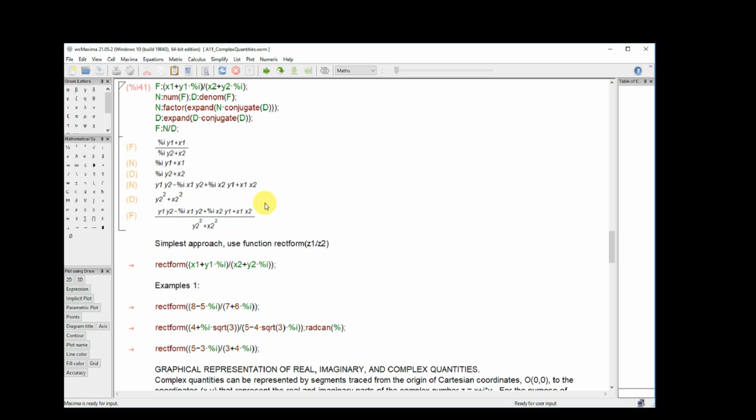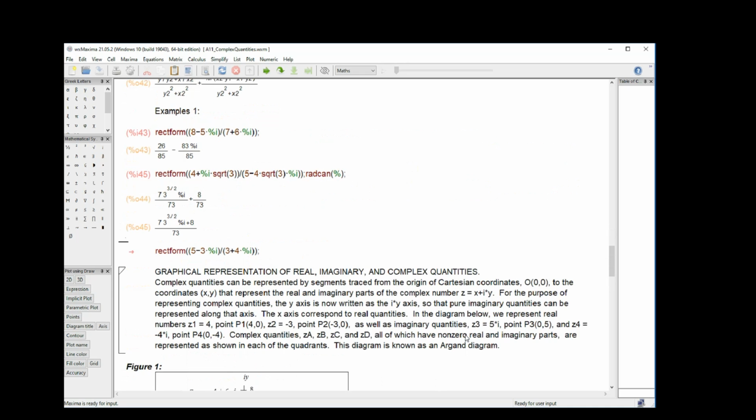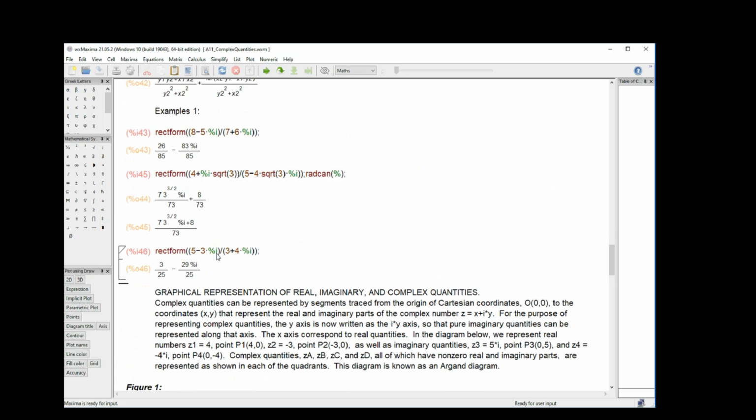And this result is what makes it into the rectangular form, where there is the real part right there, y1 times y2 plus x1 times x2, and then these two terms are multiplied by i, so this is the imaginary part, and then everything is divided by a real number, x2 squared plus y2 squared. The simple form is just the function rectform, which is rectangular form, and it will give you basically the same result as this but expanded. And so we can try divisions of these two terms, of these two terms, of these two terms.